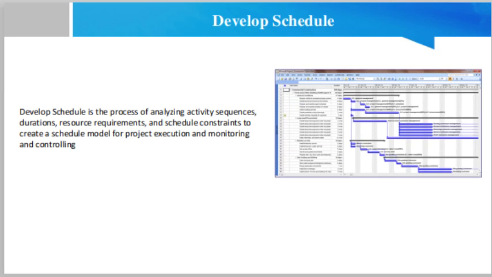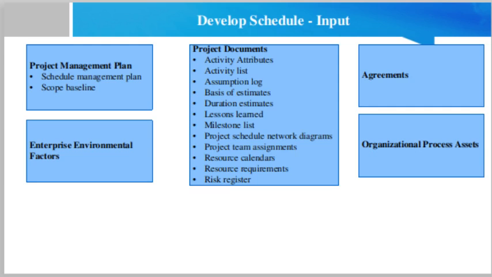Now we shall discuss the inputs of the Develop Schedule process. The inputs include the project management plan, which includes the schedule management plan. The schedule management plan identifies the scheduling model, method, and tools used to create the schedule and how the schedule is to be calculated. Then the scope baseline, which includes the scope statement, WBS and WBS dictionary, has details about the project deliverables that are considered when building the schedule model.